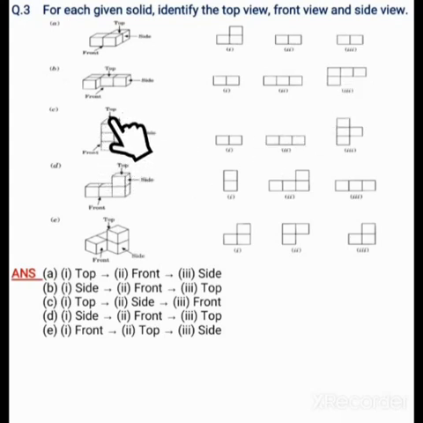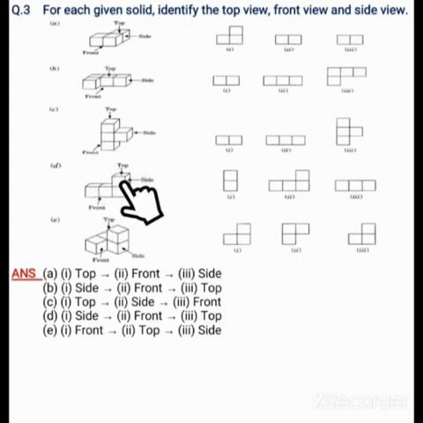These 3 pictures, 1, 2, 3 and 4. This picture is the front view. Side view, it means 1, 2 and 3 boxes are the side view, and 1 and this one 2 is the top view. So 2 boxes are in a top view, 3 boxes are in a side view, and 4 boxes are in the front view. So 2 boxes means top view, 3 boxes means side view, and 4 boxes is a front view. Now come to the next one.